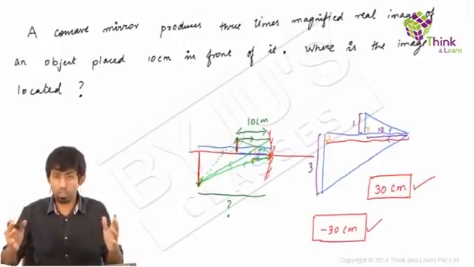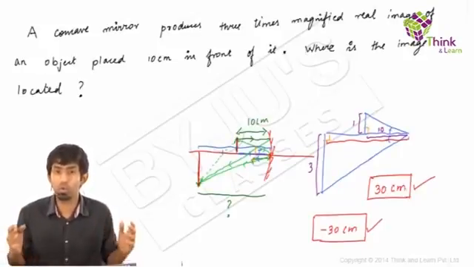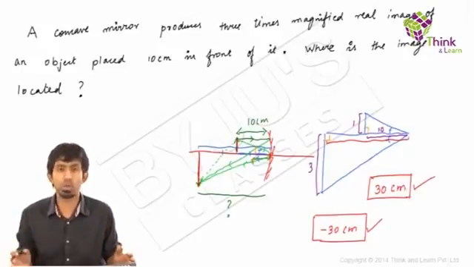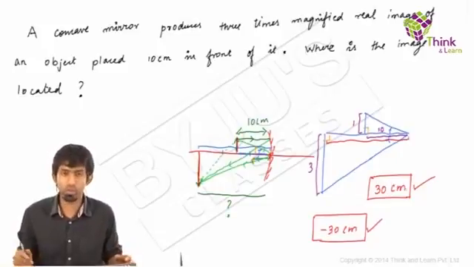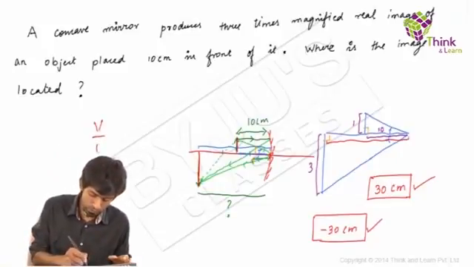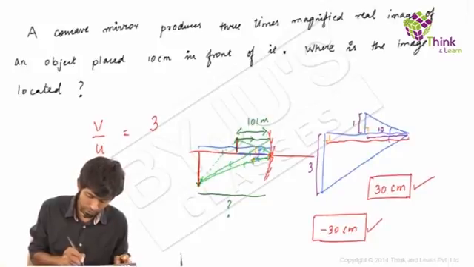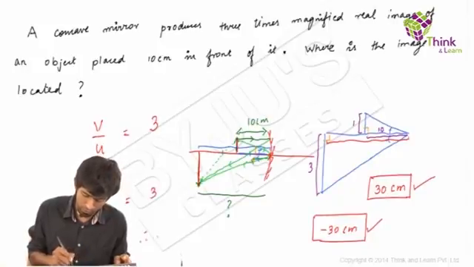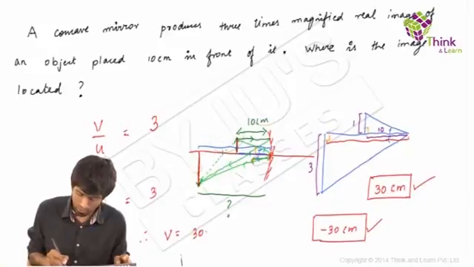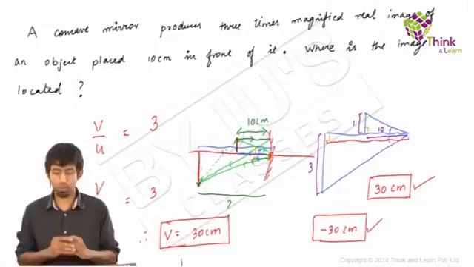Now, once you've worked this much, what you will not do is do this over and over again. When you see this question, what will you do? You will know that V by U equals 3, times magnification is given, right? What has been given to you is U. So you'll write V by 10 equals 3. Therefore, V equals 30 centimeters. And that's all you need to do. Yeah, that is how we'll officially do it.